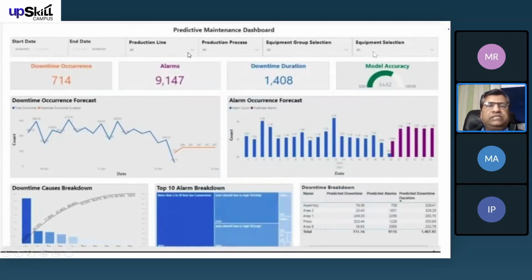Here we are showing the predictive maintenance dashboard. Here we see how many downtimes occurred, 714, how many alarms, downtime duration, and model accuracy. So all this kind of data we can bring for all machines on a single dashboard.